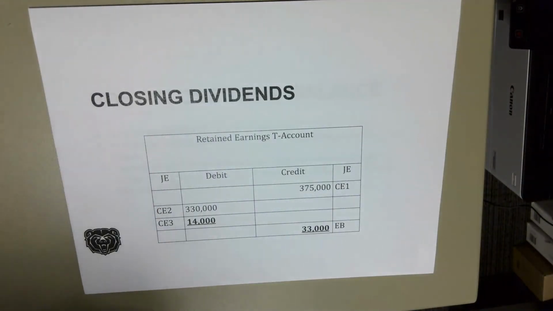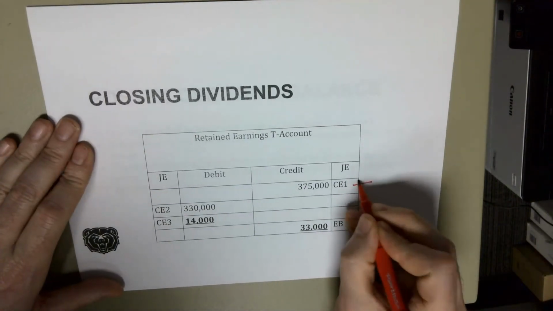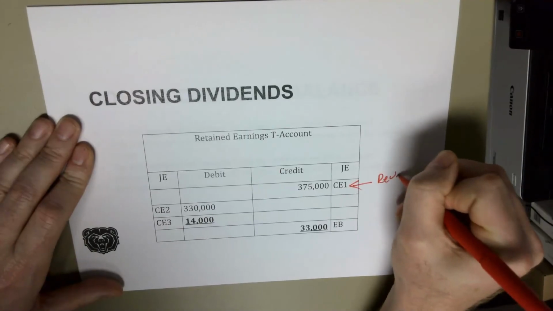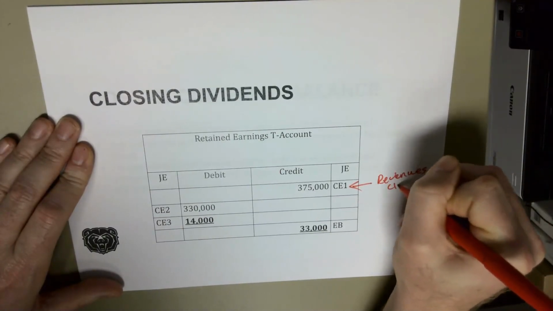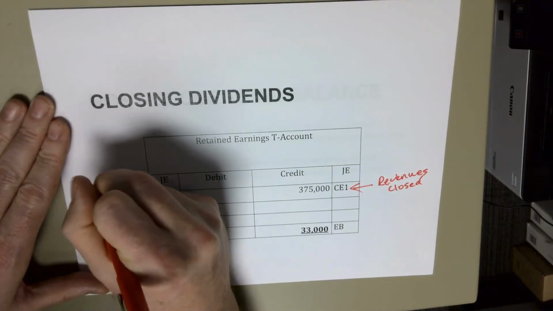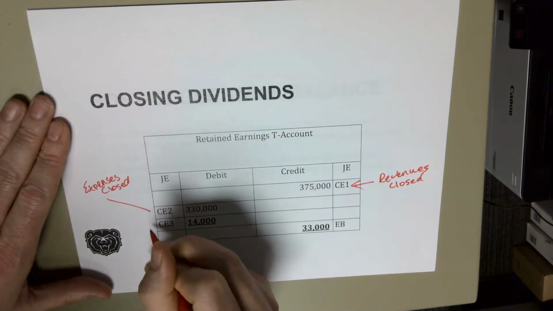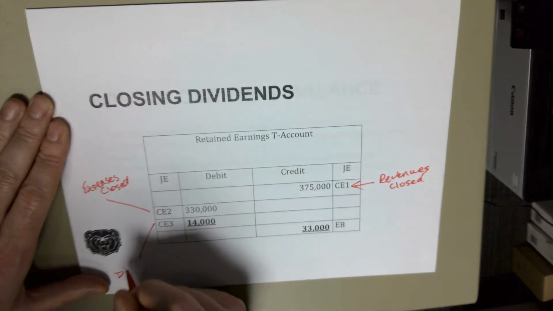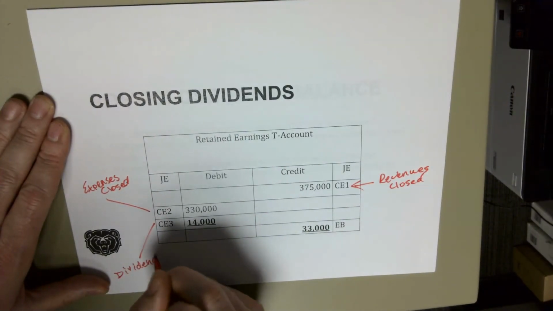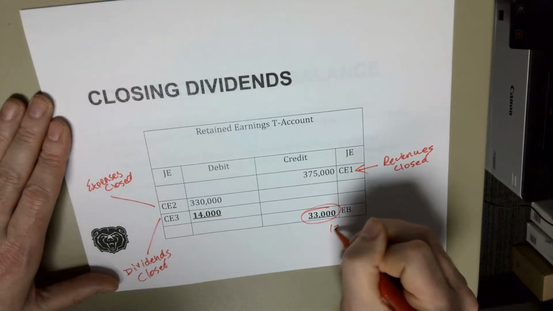This is what our T account will now look like. Journal entry 1 was closing our revenues. Closing entry number 2 was expenses closed. And entry 3 was dividends closed. Okay. And this is our ending balance at $31,000.